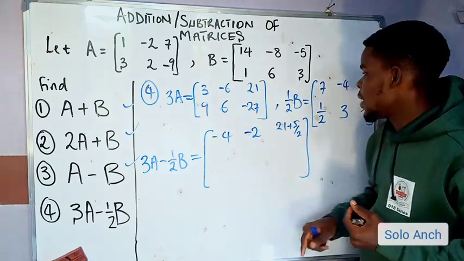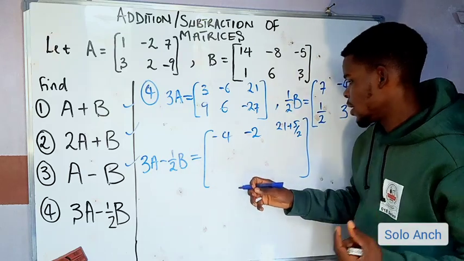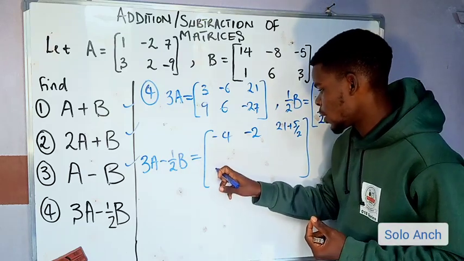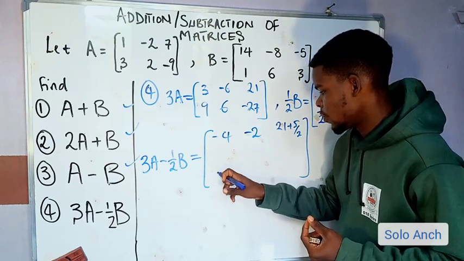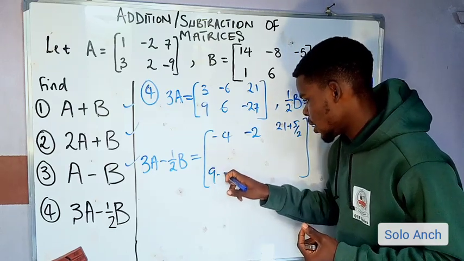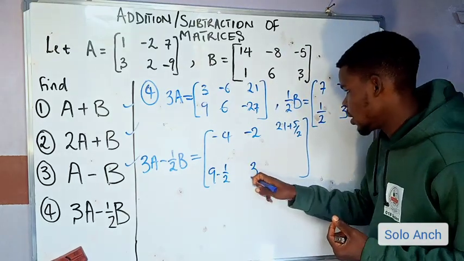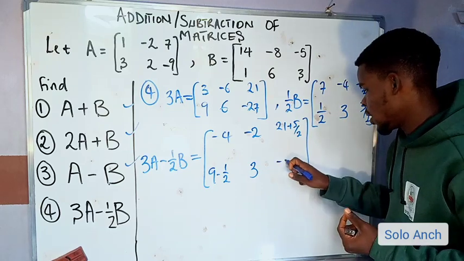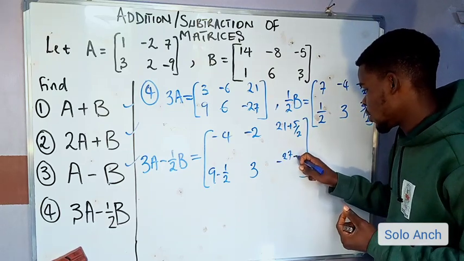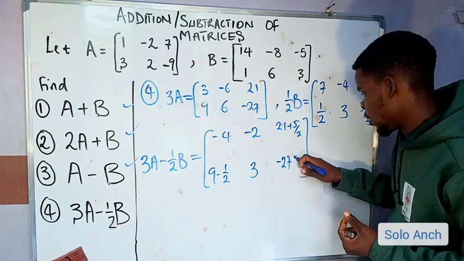Now this is 9 minus 1 half. Of course, that's 8 and a half, right? 9 minus 1 half. Let me make it 18 minus 1 over 2. Let me just put it down. 9 minus 1 half. 6 minus 3 is 3. Then negative 27 minus 3 halves, right? So you put it here, negative 27 minus 3 halves.